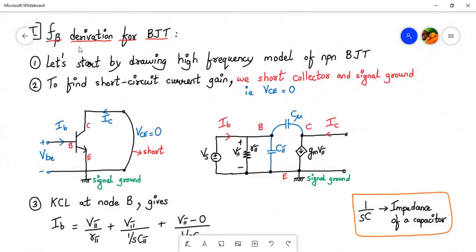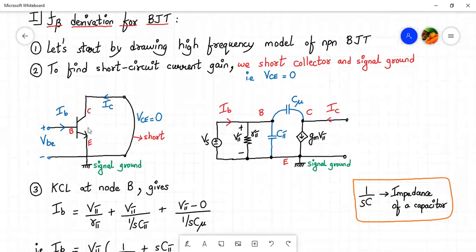So for the beta cutoff frequency derivation for a BJT, let's start drawing the high frequency model of an NPN BJT. Now to find the short circuit current gain, we will short the collector and the signal ground terminal. Okay, that means we'll make VCE equal to zero. So over here we have an NPN BJT. This is the base, emitter and collector. Here are the three currents, your base current and collector current. Input side we have VBE, and here the output is shorted. Right, collector terminal and the signal ground over here is shorted together. Right, this is to find the short circuit current gain. Okay, the current gain over here will be the output current divided by the input current. That will be IC upon IB.